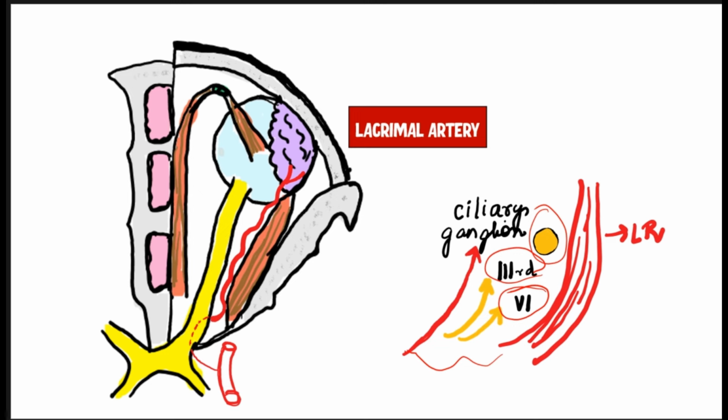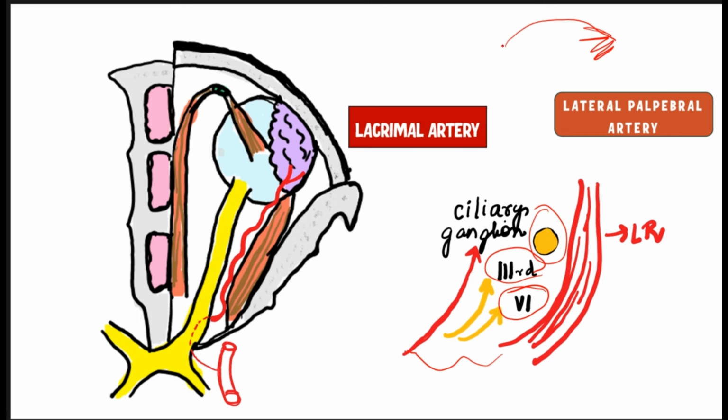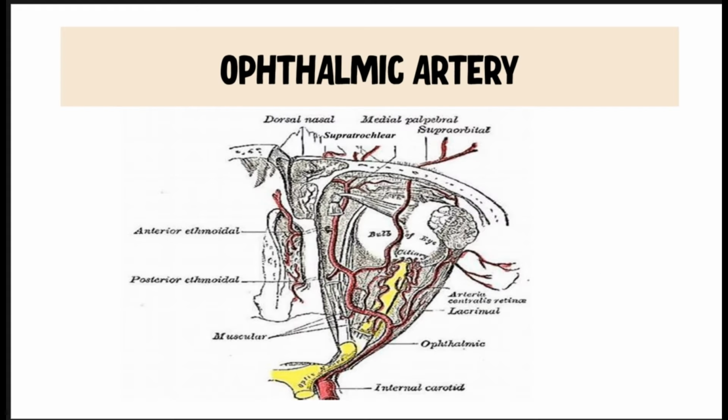Now, also another important point that you must remember is that the lacrimal artery will give a branch which is called the lateral palpebral artery, which is basically going to supply the lateral aspect of your eyelids. Okay. Apart from that, these lateral palpebral arteries are also going to form arcades in the eyelids and supply the eyelids. So more about it in a while.